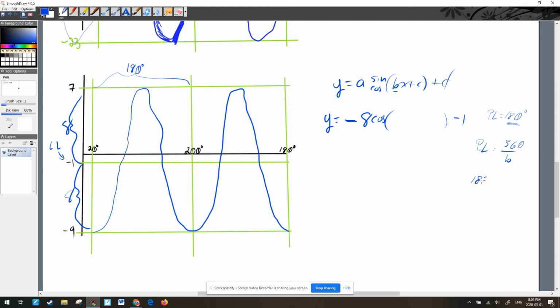So I'm going to put 180 in over here. 180 is equal to 360 over b. And I think, what do I have to have as my b value to make this true? My b value has to be 2. So I know it's going to be 2x.